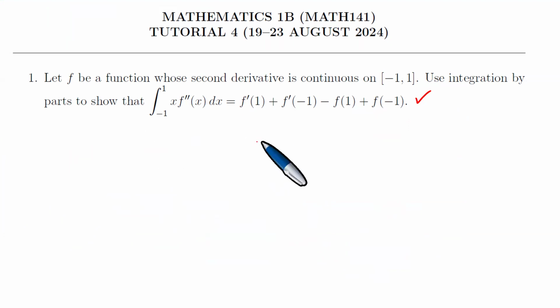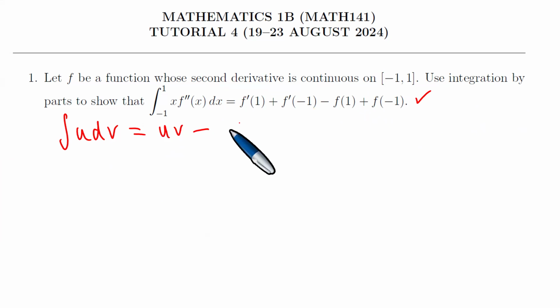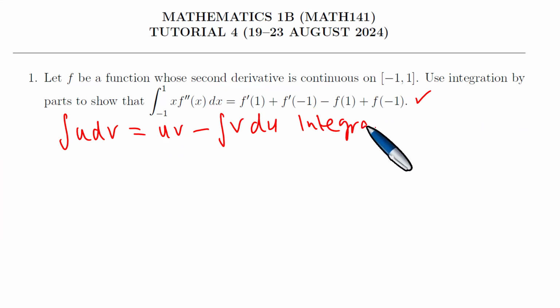This was the easiest of the questions we did, because we let f be a function whose second derivative is continuous on the closed interval from -1 to 1. Use integration by parts to show that. So we looked at this, and the trick was to remember integration by parts: the integral of u dv equals uv minus the integral of v du. This is the formula.